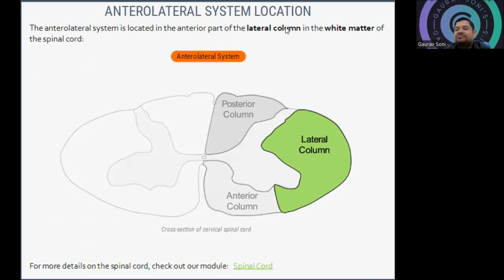Remember, lateral column, anterior part in white matter. So the anterolateral system, you can see here, this is the spinothalamic tract in the lateral column. This is the lateral column. This is the anterior column. This is the posterior column.